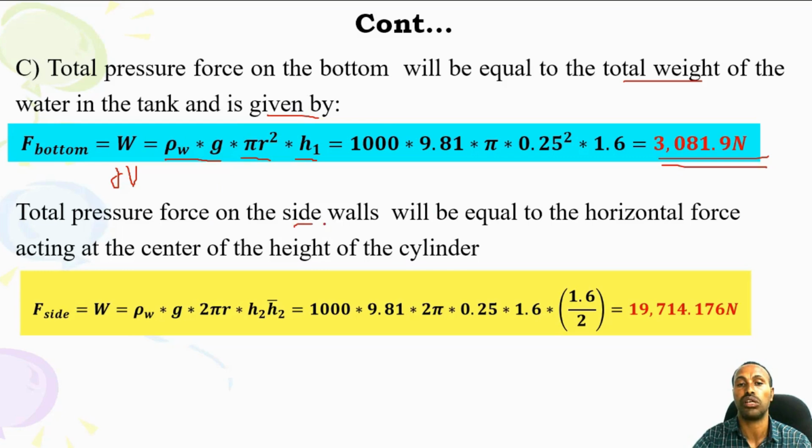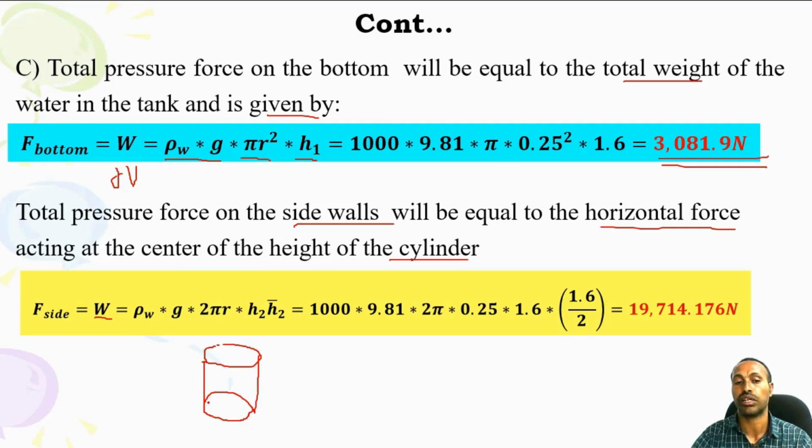And total pressure force on the side walls will be equal to the horizontal force, which is like hydrostatic force, acting at the center of the height of the cylinder. So just you have total rho g, then 2 pi r. If this is a cylinder, then you have lateral surface area. So lateral surface area of this cylinder is, first you have circumference. If you multiply by h, you will get what? Here you have r. This is circumference of the base of the cylinder. Then if you multiply by h, you get lateral surface area.